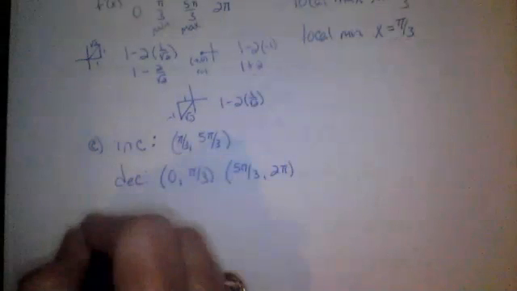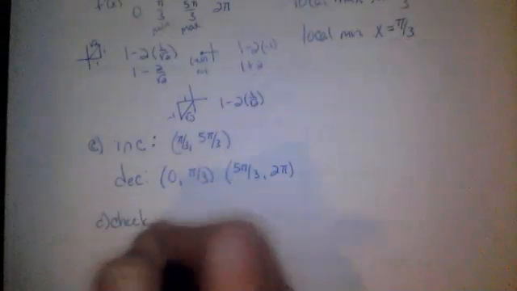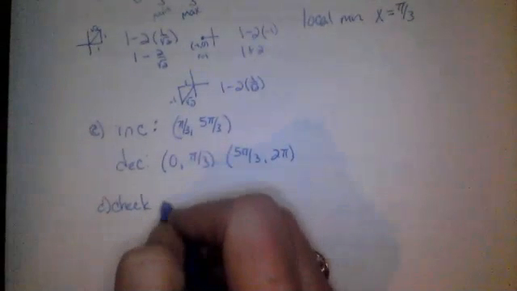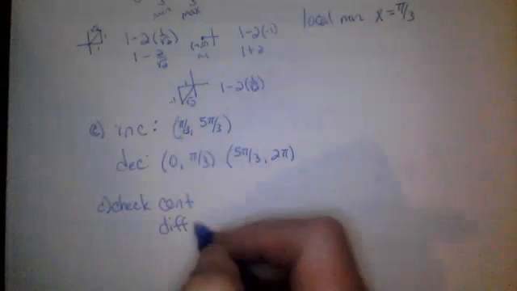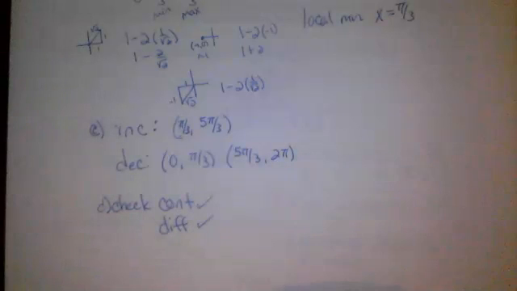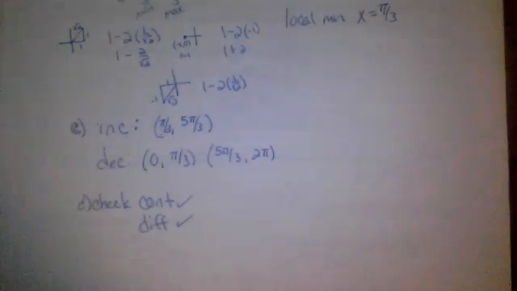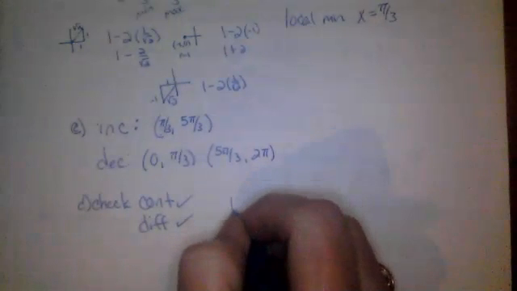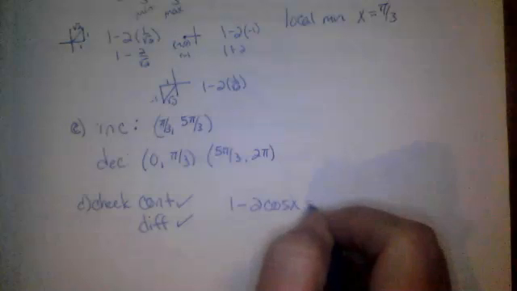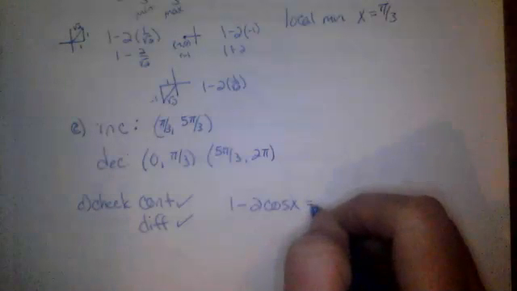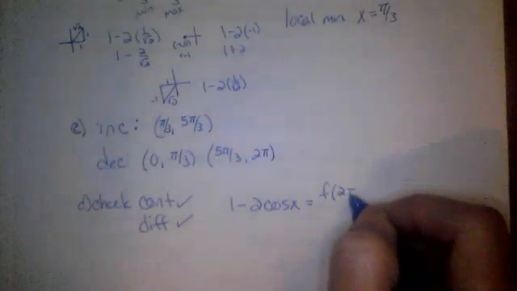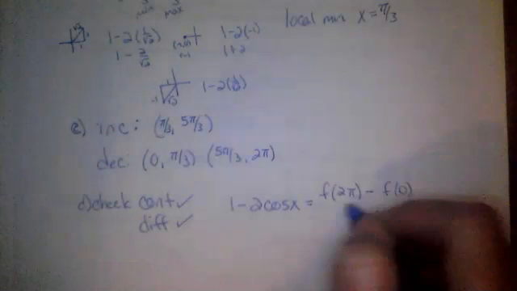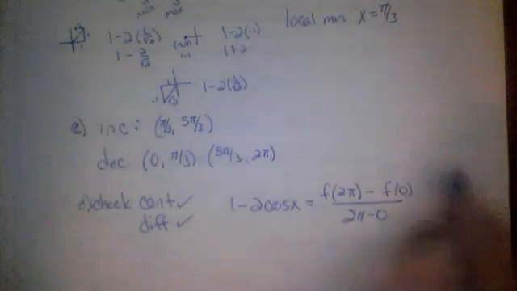All right. So for part D, we're supposed to check, before you use the mean value theorem, if it's continuous and if it's differentiable. And this one is a continuous function. It is differentiable, no sharp turns or holes or vertical asymptotes or gaps. So we can apply our theorem, and we have 1 minus 2 cosine x, our derivative, equals, and then we're going to plug in our endpoints, f of 2 pi minus f of 0 over 2 pi minus 0.